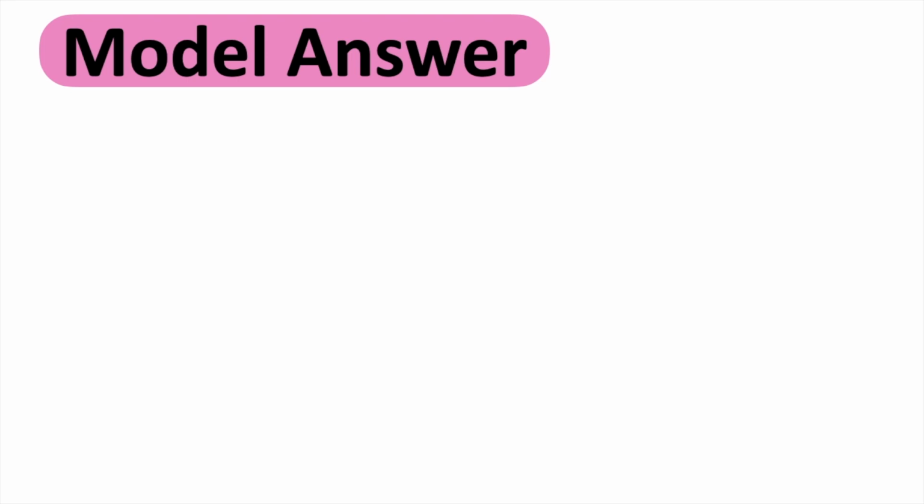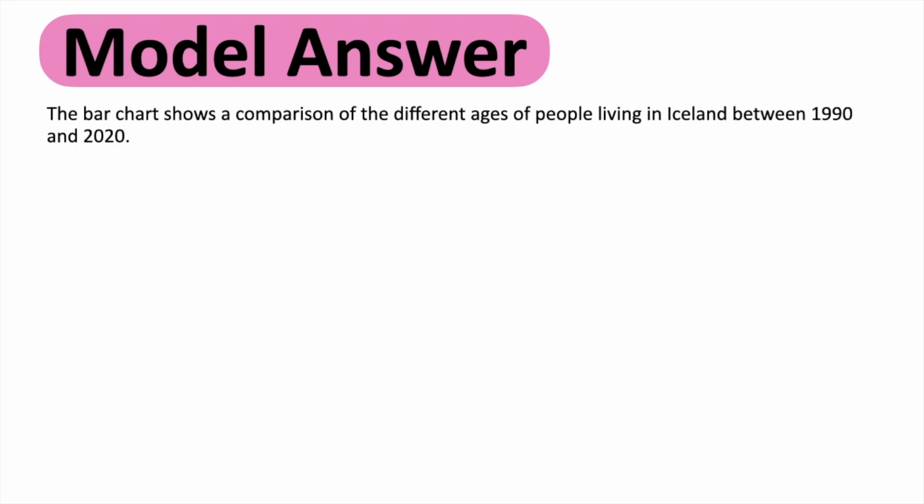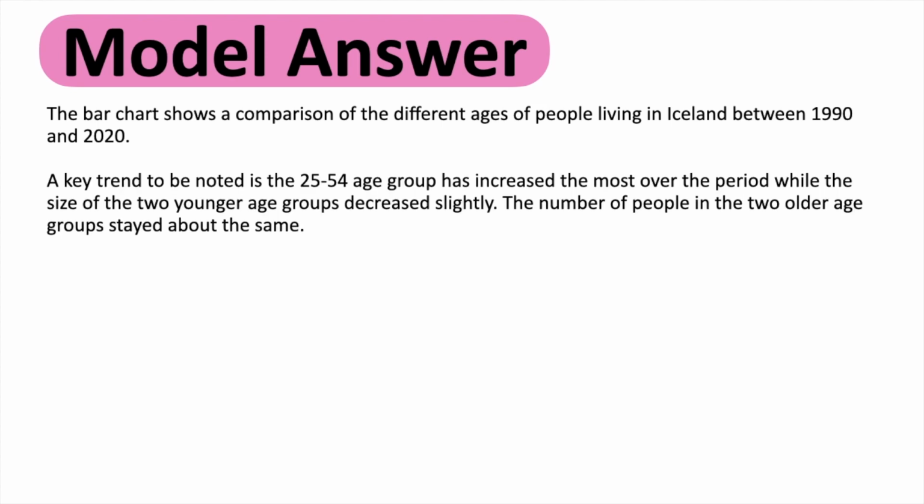Let's go through a model answer to this question. The bar chart shows a comparison of the different ages of people living in Iceland between 1990 and 2020. A key trend to be noted is the 25 to 54 age group has increased the most over the period, while the size of the 2 younger age groups decreased slightly. The number of people in the 2 older age groups stayed about the same.